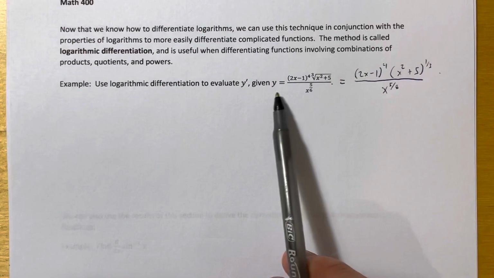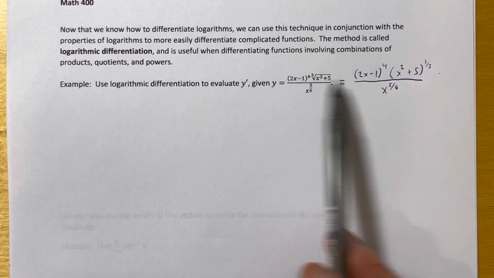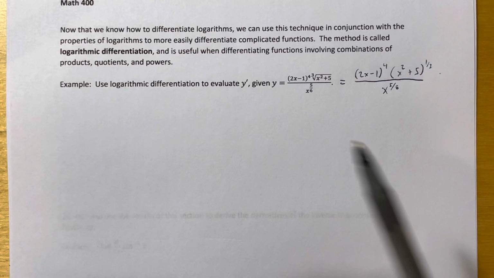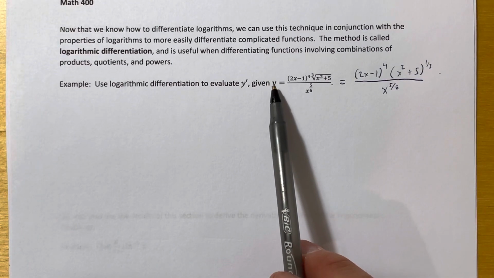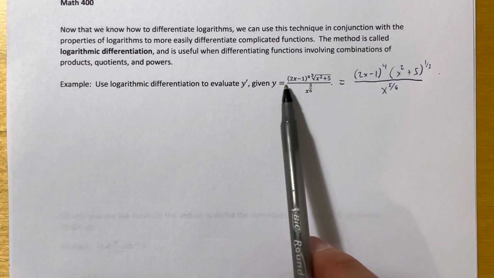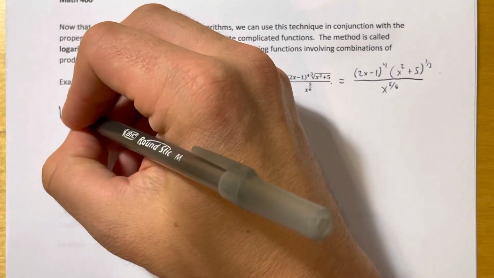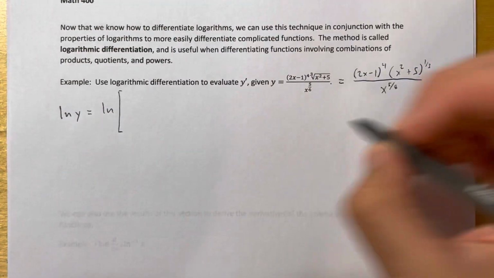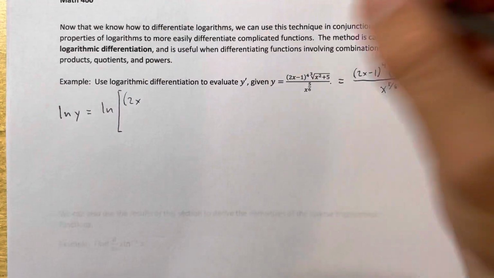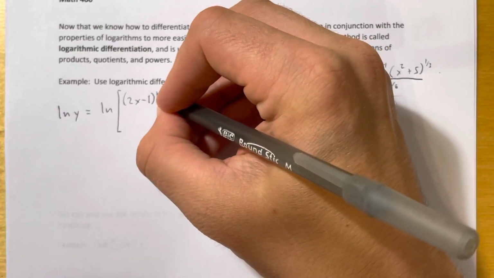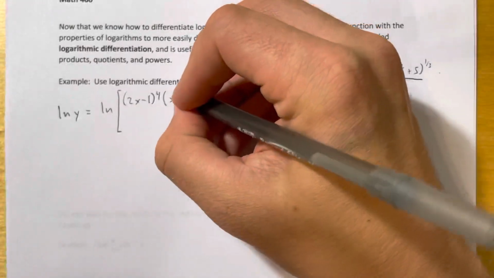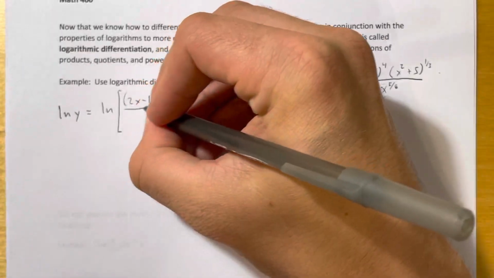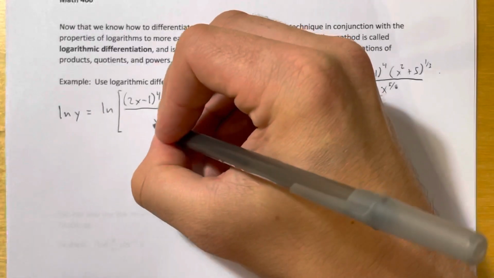Now notice the way that I wrote this. y equals this. It's written as an equation, and I can manipulate both sides of the equation if I want to. What I'm going to do is take natural logs of both sides of this equation so that I have the natural log of y is equal to the natural log of this whole mess right here. 2x minus 1 to the fourth, x squared plus 5 to the 1/3 over x to the 5/6 power.